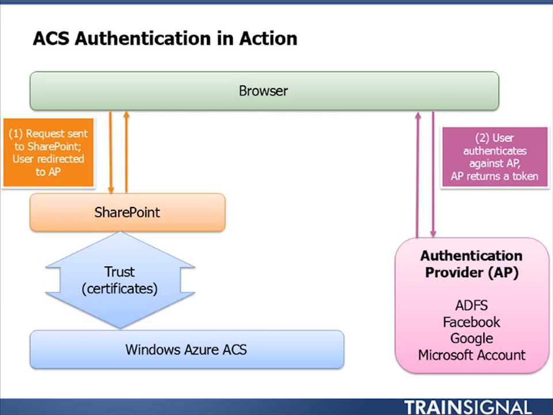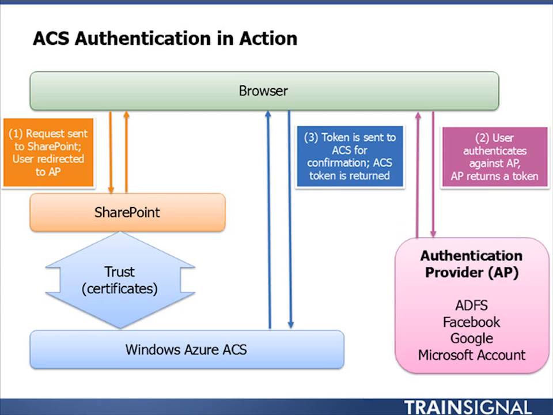Now, the thing about that token is that it needs to be normalized. So what's then going to happen is the user is going to get rerouted to Windows Azure. Windows Azure is going to take that token and send that back to the browser in a format that SharePoint will then be able to understand. Our browser is then going to take that token, pass that into SharePoint. SharePoint's going to look at that token and go, yep, that came from Windows Azure. I'm going to accept that and then move on from there.